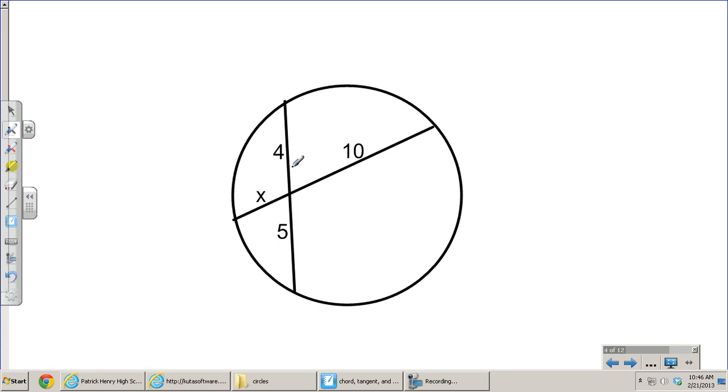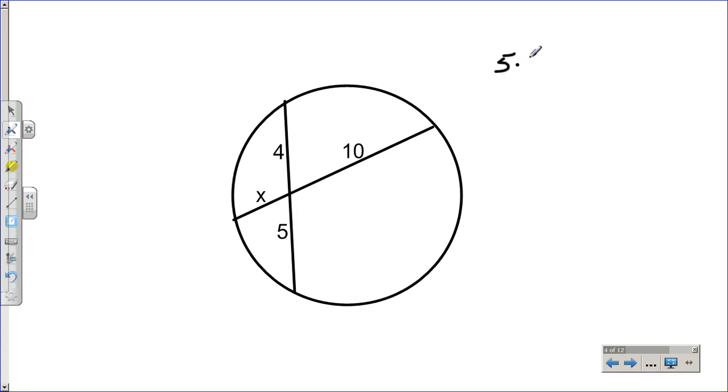Alright, we have 5 times 4. 5 times 4 equals part times part. I always list the number first, so 10 times the other part, which is x. 5 times 4 is 20, and I divide by 10, and I have x equals 2.